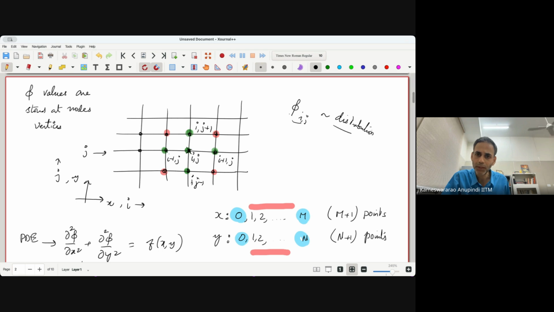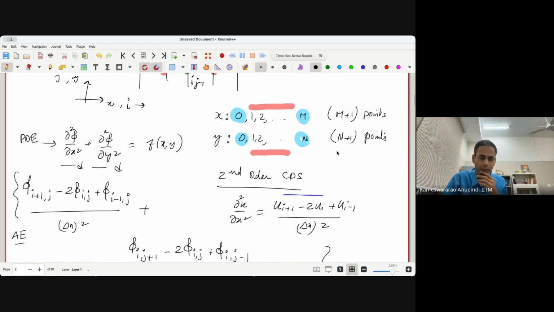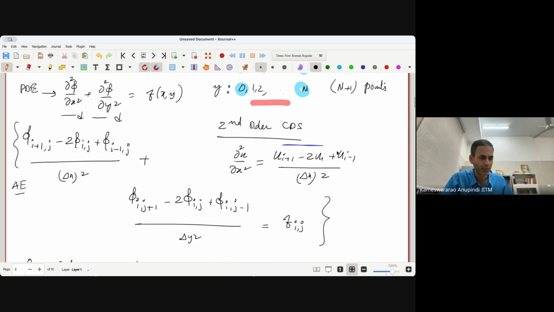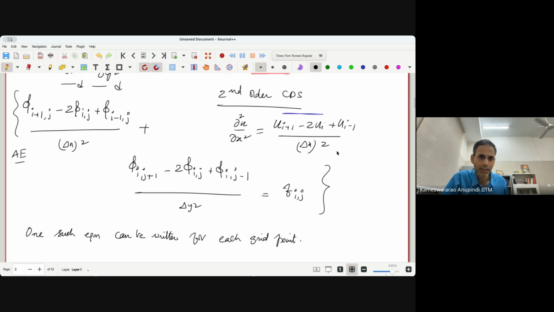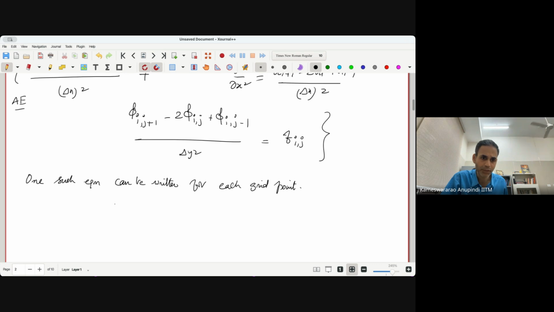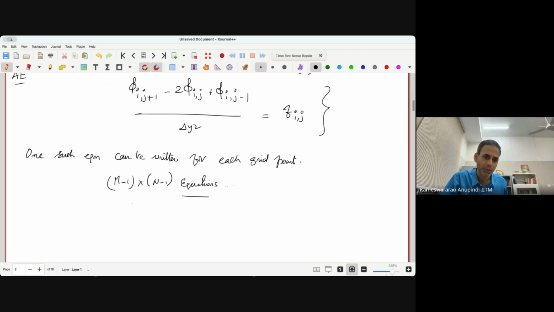For example, phi could be temperature, if you're solving the heat conduction equation, or it could be a scalar that is diffusing, so this could be the value of the scalar that is diffusing. Then what we see is that we can write one such equation for each grid point, which is going to give us essentially m-1 times n-1 equations. As we realize, we have as many unknowns as the number of equations. So in principle, this can be solved.